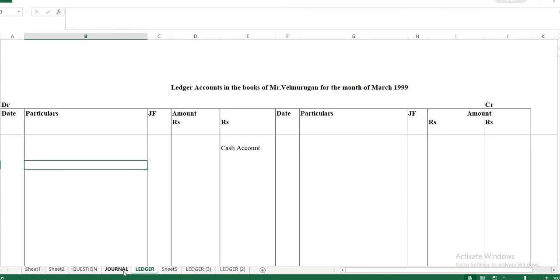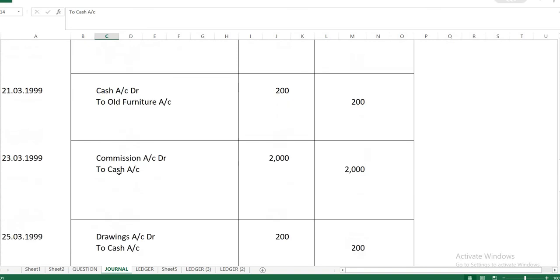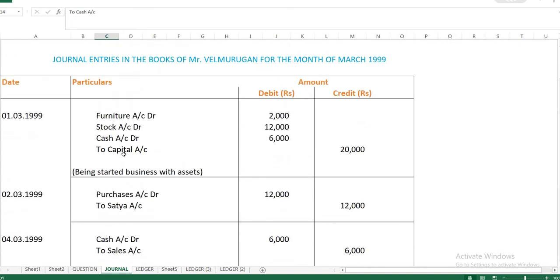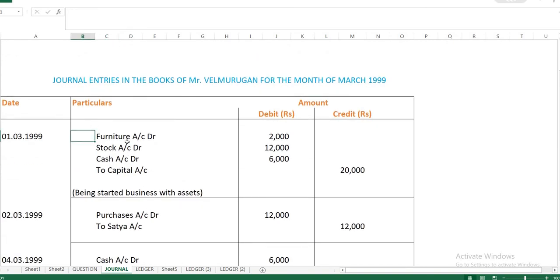How to post the entries, we can just look it over. So this is our journal entry. The first day, if you see, this is our journal entry: furniture account debit, stock account debit, cash account debit to capital account. Now what to do? Usually, if they are starting up the business only with cash, then our journal entry will be cash account debit to capital account. So in that case, in the cash account you will be writing to capital account. This will be the normal usual way.